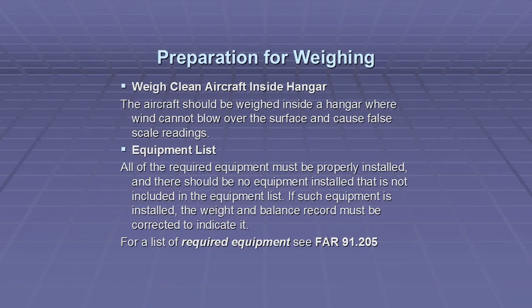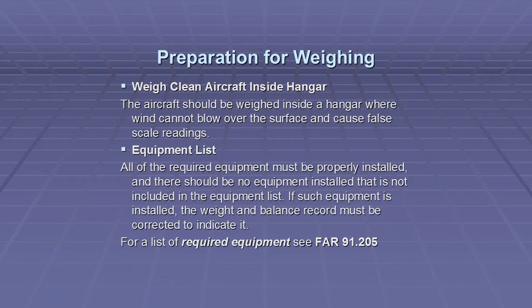The aircraft should be thoroughly cleaned prior to weighing. Dirt, oil, and exhaust deposits will negatively affect the accuracy of the scale readings. The cabin area, engine compartment, and aircraft exterior should all be cleaned. The aircraft should be weighed inside a hangar where wind cannot blow over the surface and cause false scale readings.